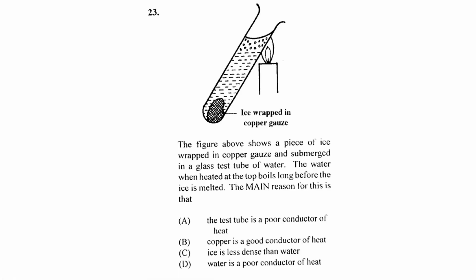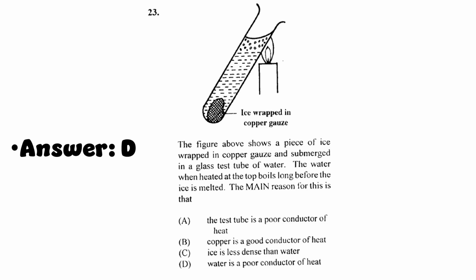Number 23. The figure above shows a piece of ice wrapped in copper gauze and submerged in a glass test tube of water. The water, when heated at the top, boils long before the ice is melted. The main reason for this is that the test tube is a poor conductor of heat, copper is a good conductor of heat, ice is less dense than water, or water is a poor conductor of heat. Here the answer is D. It's because water is a poor conductor of heat.